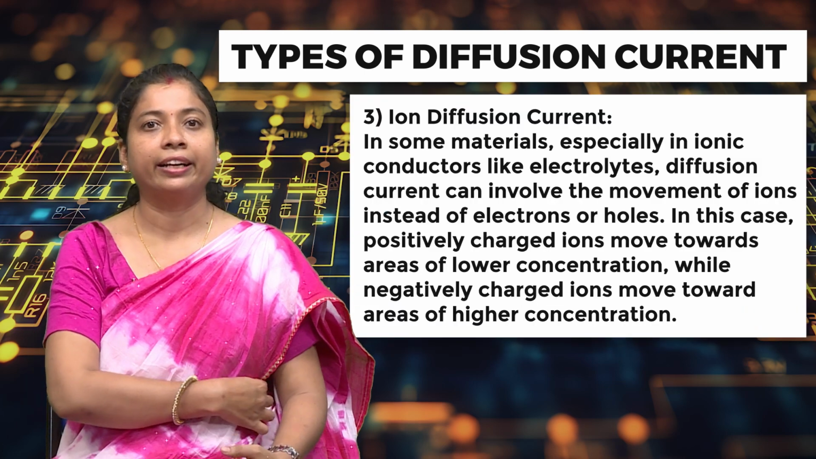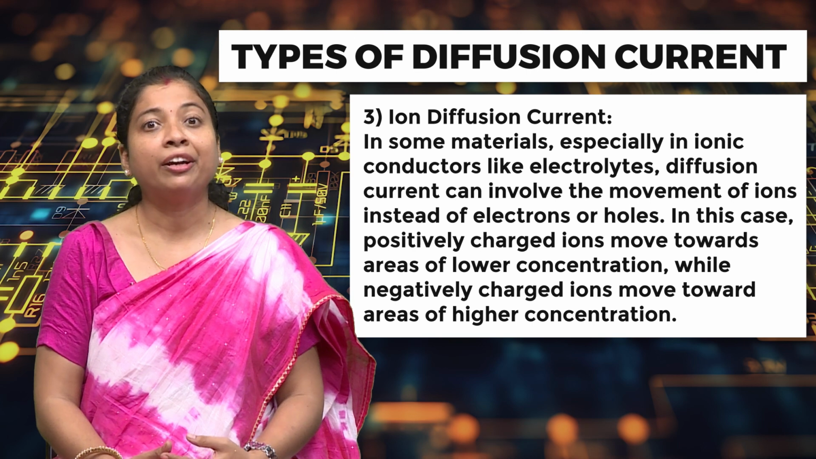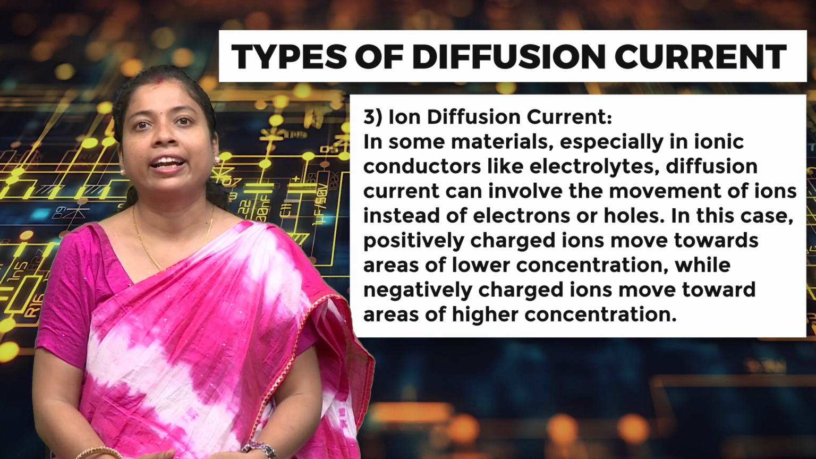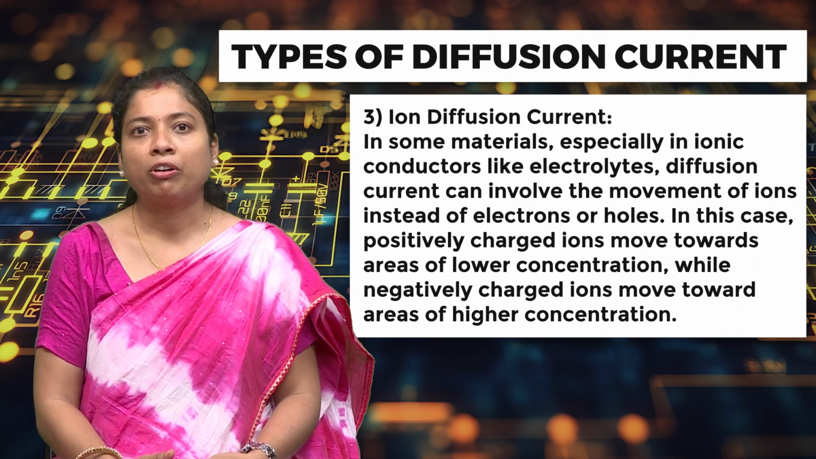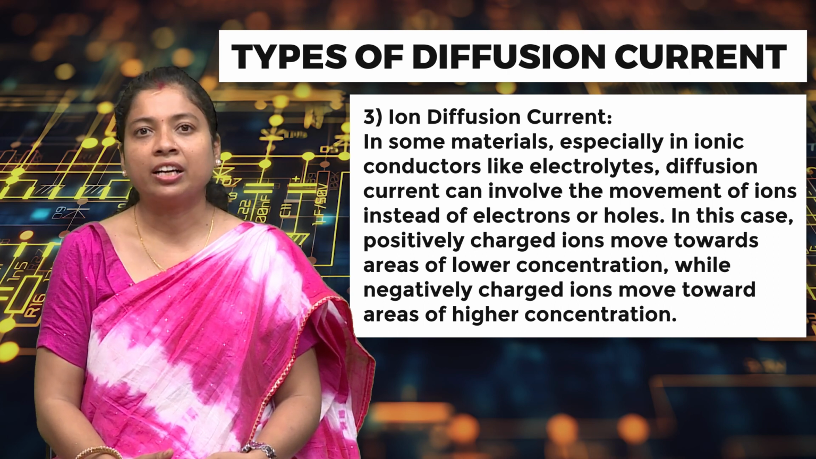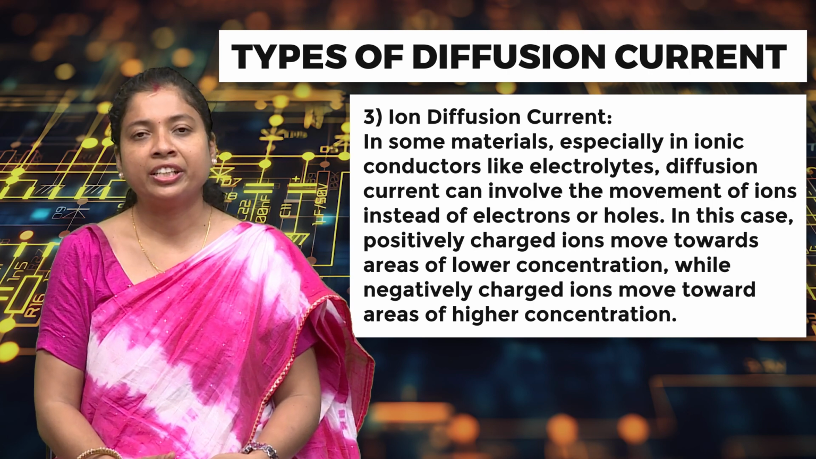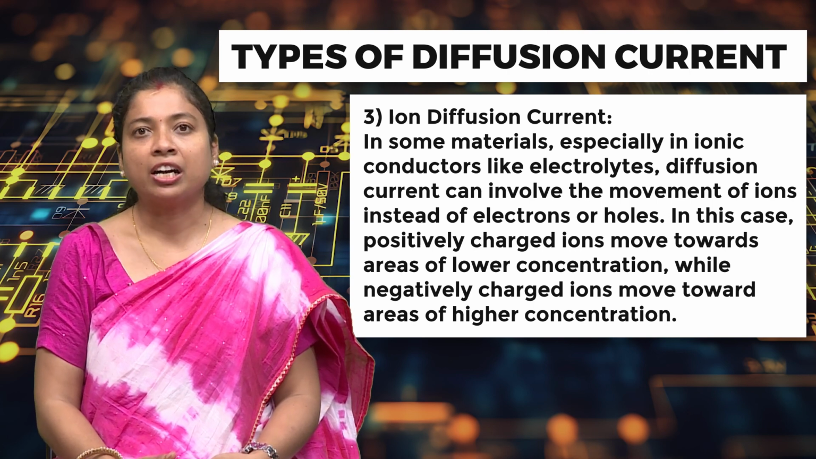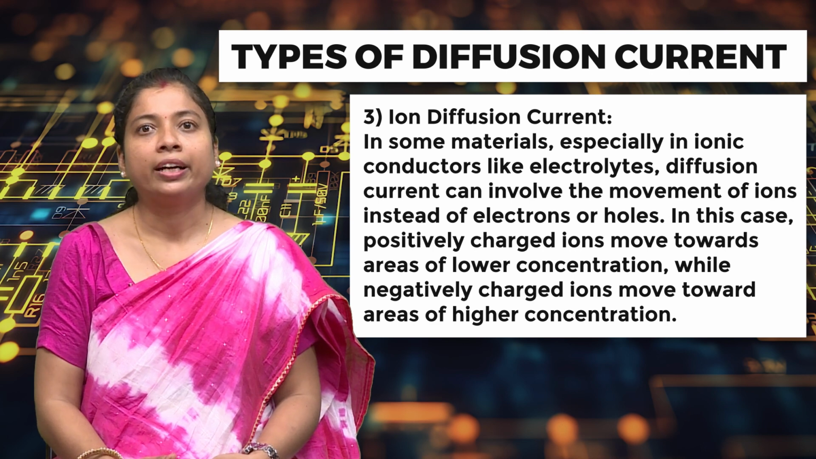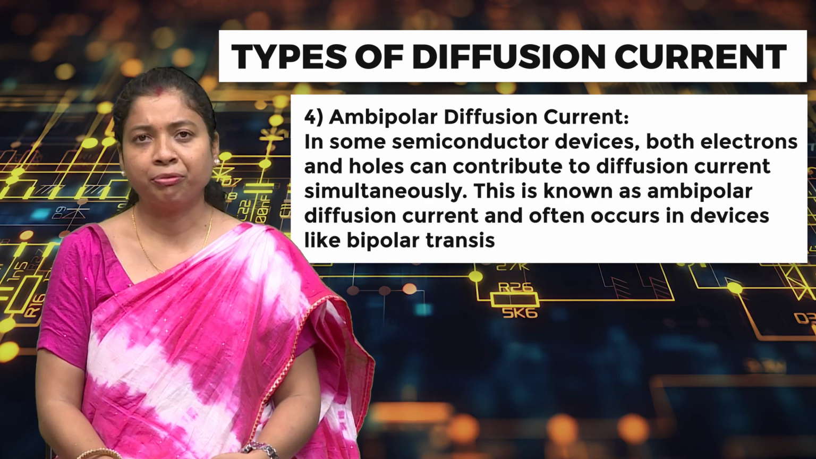Third, ion diffusion current. In some materials, especially in ionic conductors like electrolytes, diffusion current can involve the movement of ions instead of electrons or holes. In this case, positively charged ions move toward the area of lower concentration, while negatively charged ions move toward the area of higher concentration.